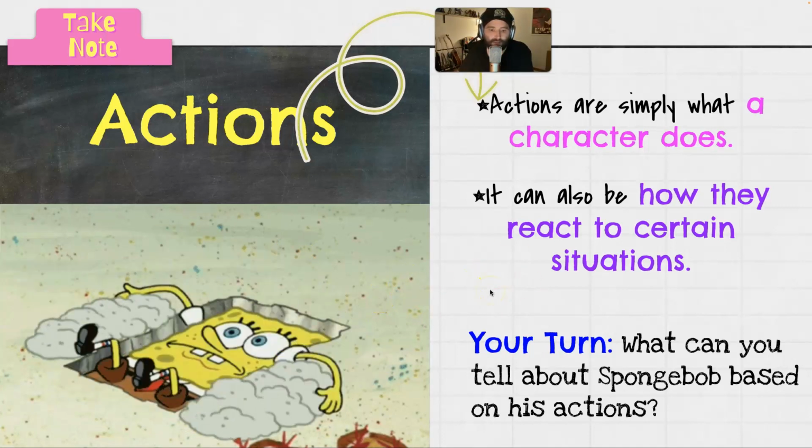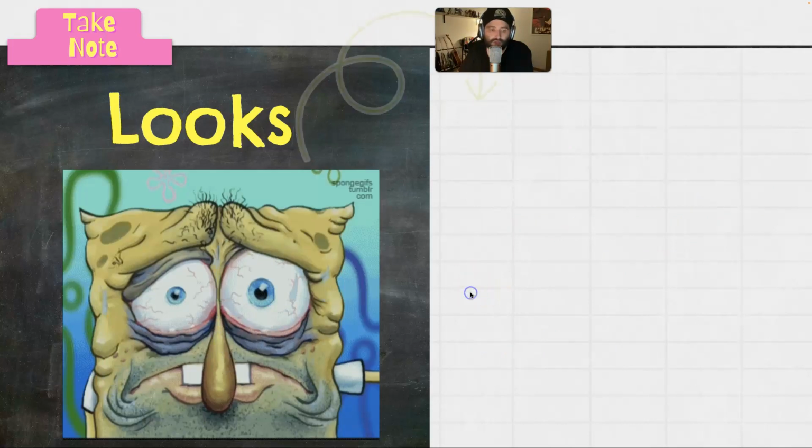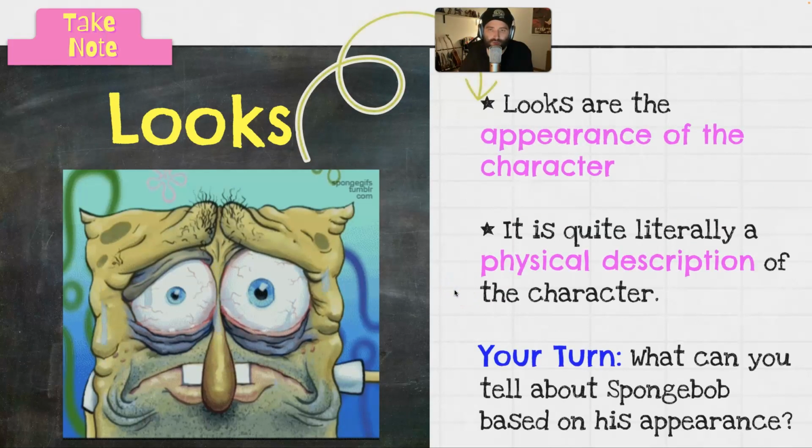And then finally, our last one is looks. Try to find the most haggard SpongeBob I could. Looks are the appearance of the character. It is quite literally a physical description of the character. And then what can you tell about SpongeBob based here on his appearance? Okay, so that's it. STEAL: speech, thoughts, effects on others, actions, and looks.